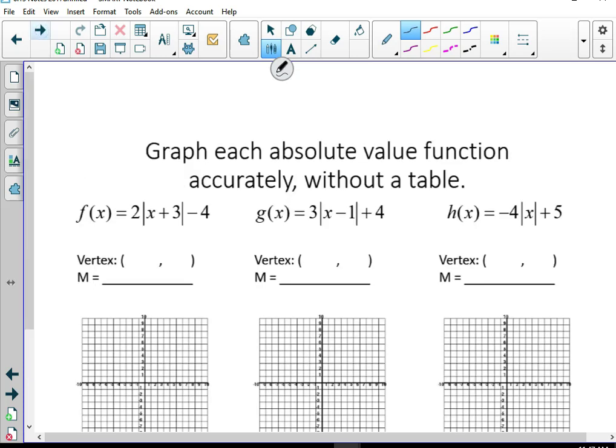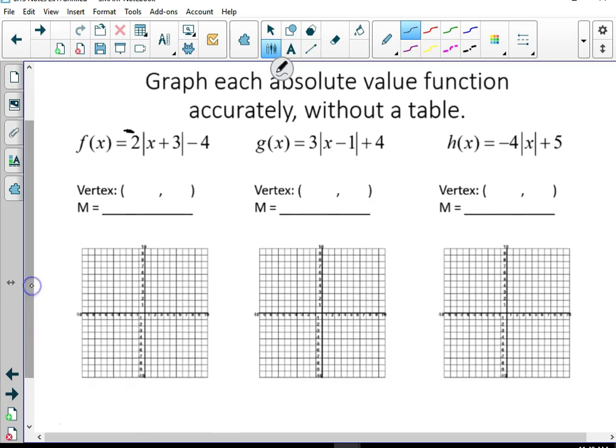Okay, so without using a table, we're going to do this. Go ahead and add a negative here, please. Because otherwise it's the same thing. Put a negative in front of that 2. Why? Because we just did that one, so I'm making it different. Okay, so what's the vertex of this one? -3, -4. What's my slope? -2. So I'm going to go back to -3, -4. 1, 2, 3, 1, 2, 3, 4. And put my dot.